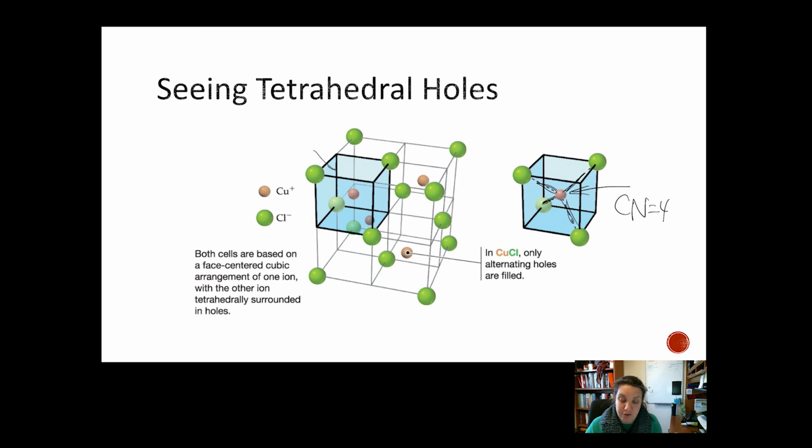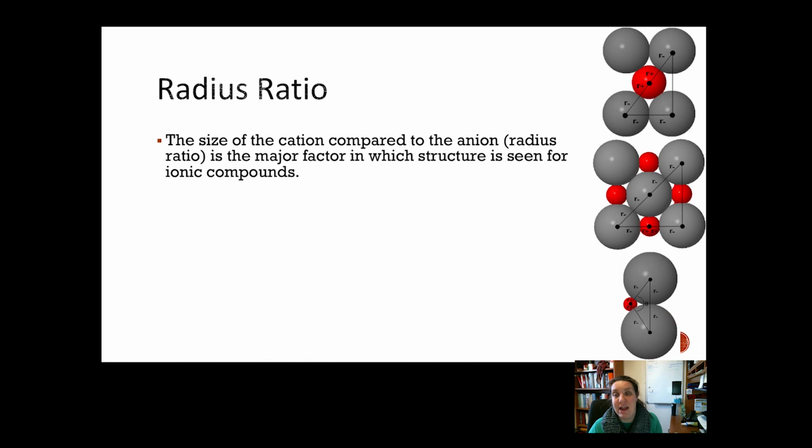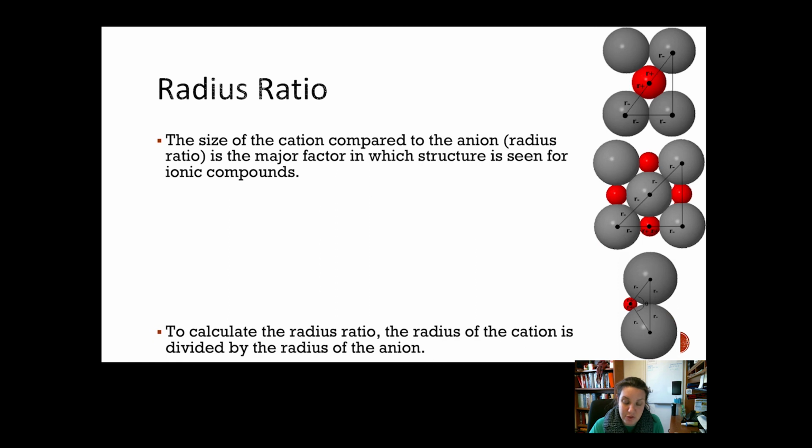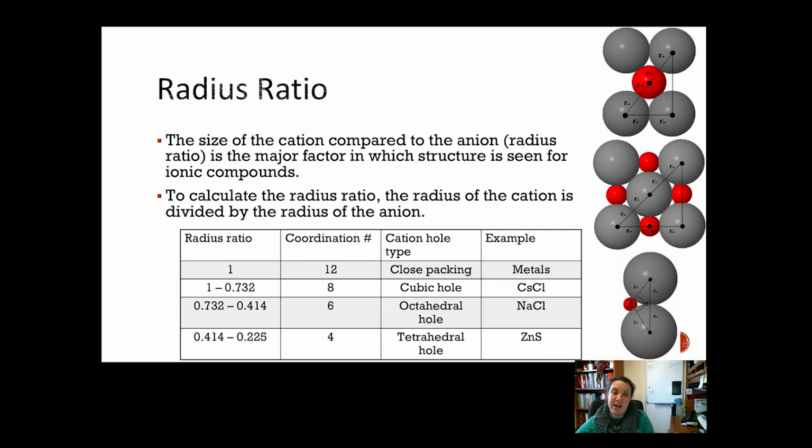So we can look at our structure to determine our type of hole and our coordination number, or we can use our radius ratio. So we're going to look at our cation size compared to our anion size, literally the ratio, cation size divided by anion size in radii. And then from here we can calculate our radius ratio. Using this table, we determine what our radius ratio is, and what coordination number and hole type we have.